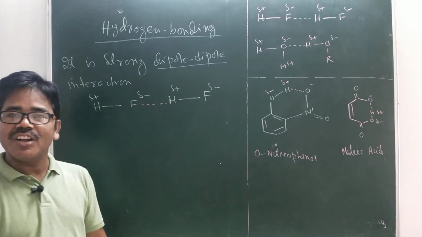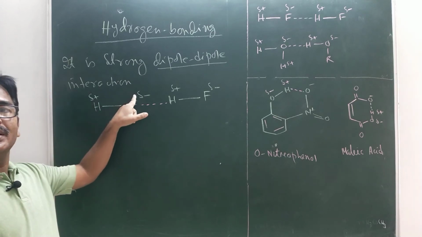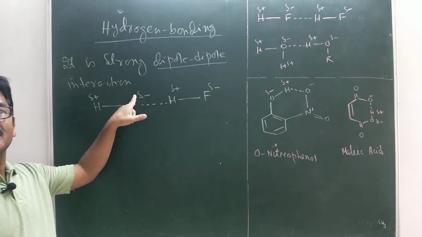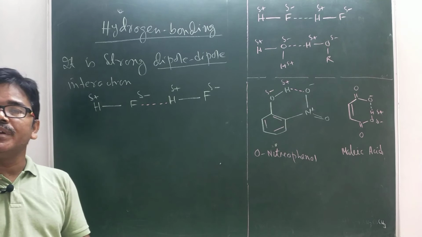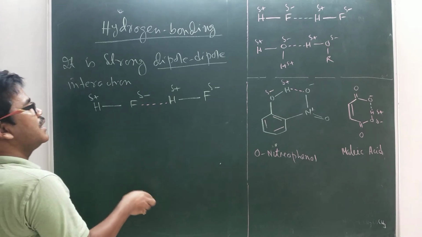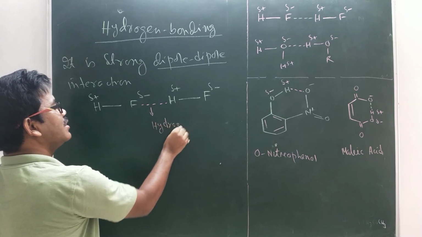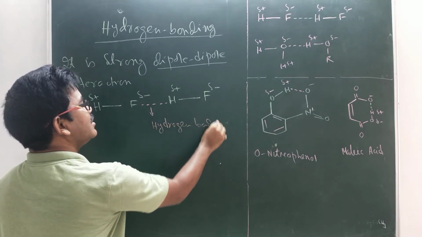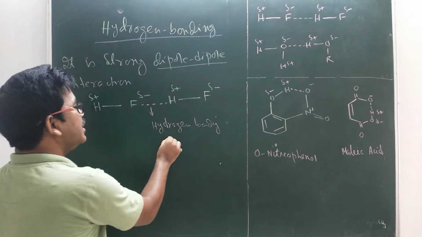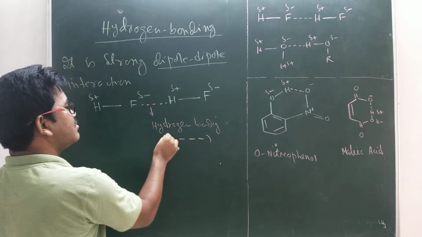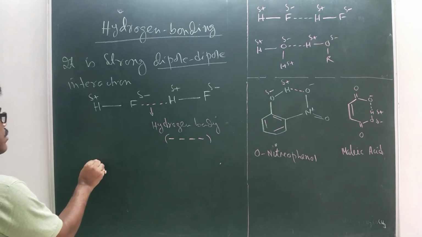That attraction is very strong because the bond polarity is high. This negative charge is a high negative charge. Similarly, this positive charge is a high positive charge. Therefore, this attraction will be very strong. Here I say it is hydrogen bonding. That's the hydrogen bonding. Hydrogen bonding is represented by dashes.